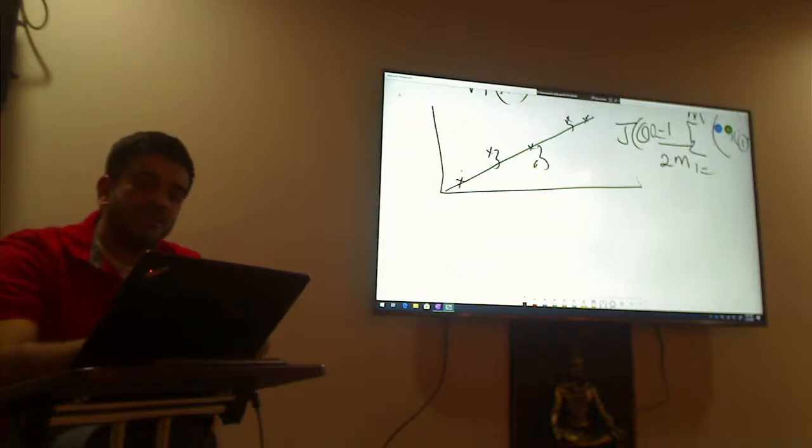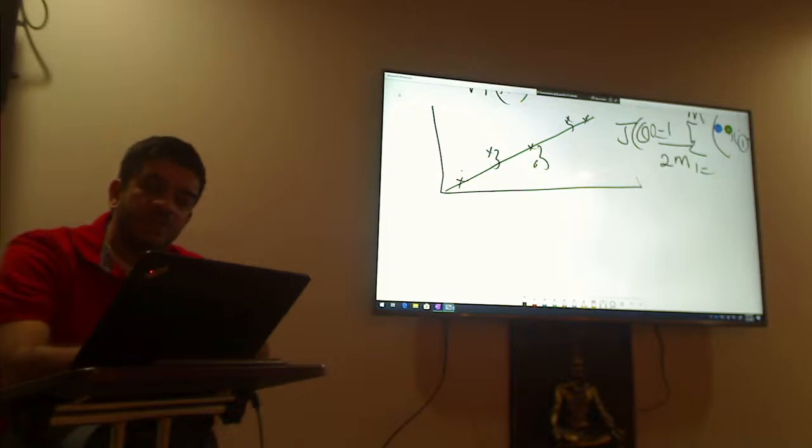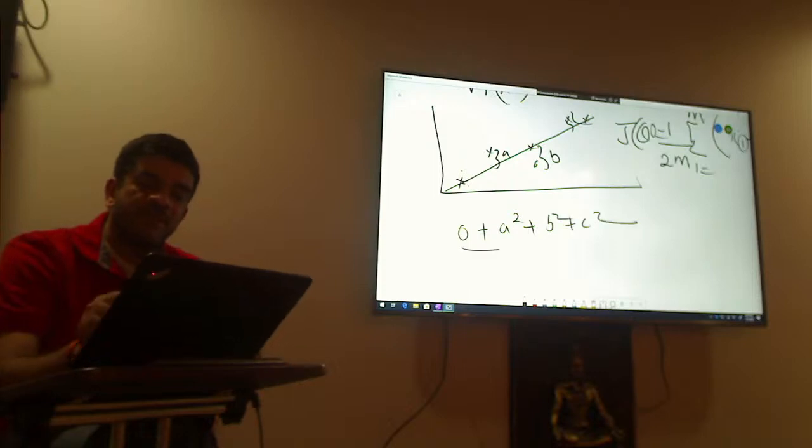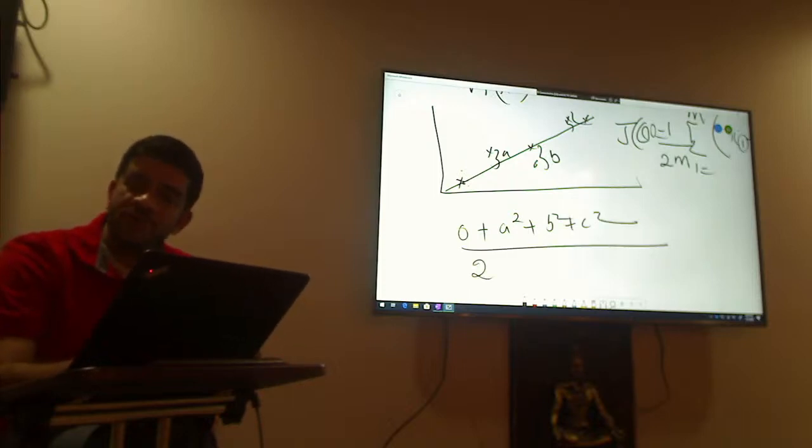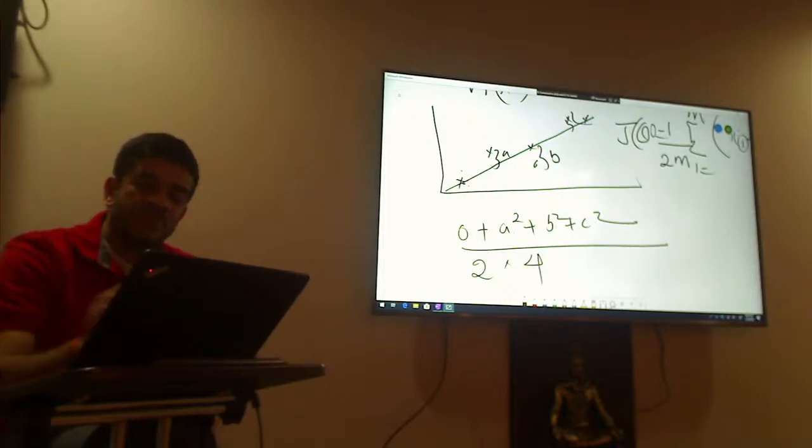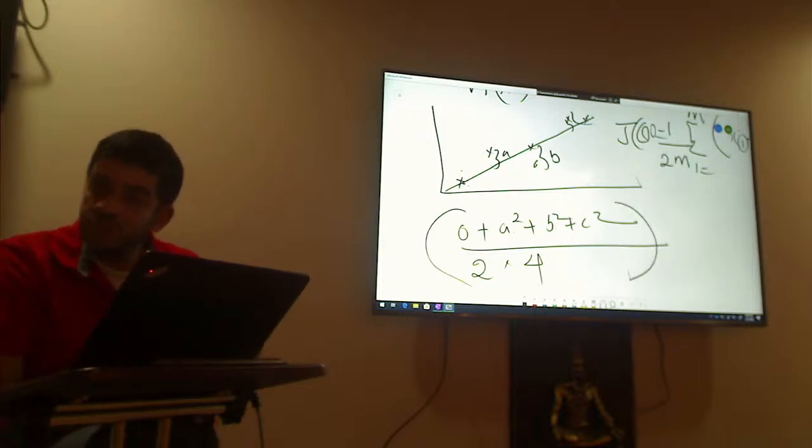If you remember, at that time I said, practically, the difference is between the actual value and the estimated value. In this particular case, it is 0. And let me say these are A, B, C. So here it will be A square plus B square plus C square divided by 2m, where m is 1, 2, 3, 4. This is the cost function. So this is what we are trying to do.